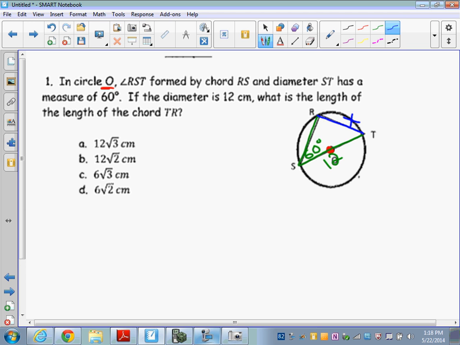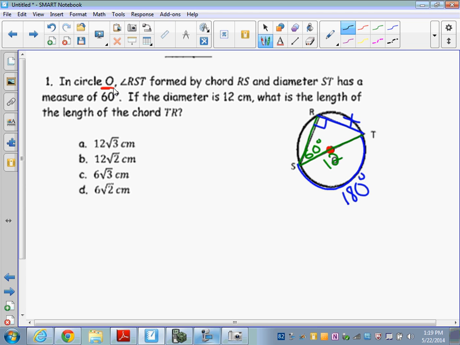One other piece of information we know, since ST is a diameter, is that this right here is 180 degrees. And angle SRT is an inscribed angle. So what we have here is a 30, 60, 90 triangle. There's a couple different ways you can solve this. I'm going to solve it using SOHCAHTOA.